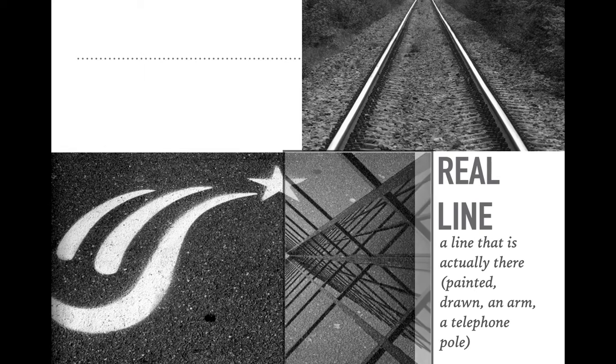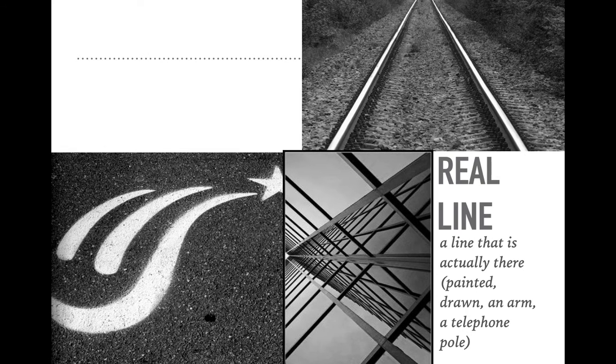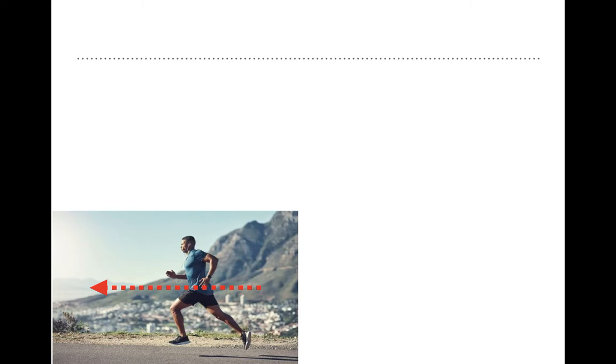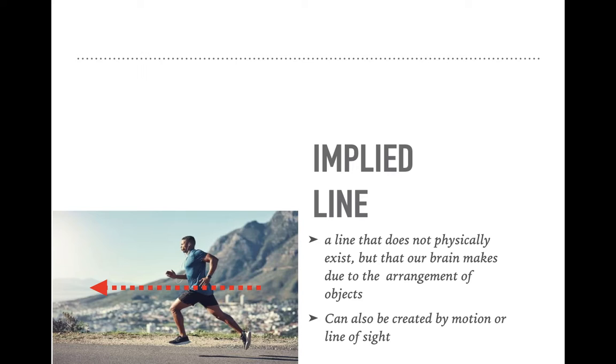So here are some examples of real line. All real, all actually exist. The other kind of line in this category is implied. So a line is either real or it is implied. Implied lines are when our brain forms a line. So our mind is saying, oh, there's a line there, but it doesn't actually exist. That will happen for a couple reasons. Maybe movement. So this dude is running across the image and he's going from right to left. So we have that implied line of motion.